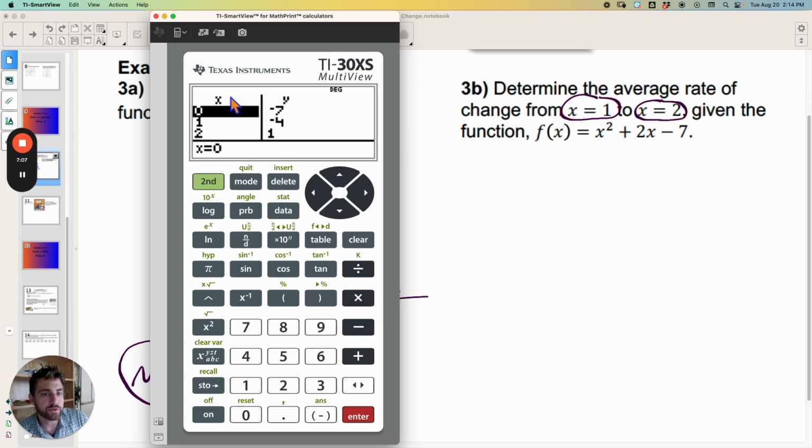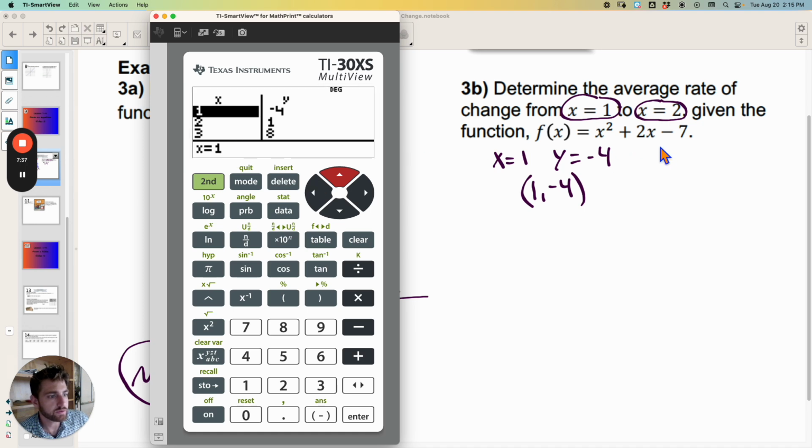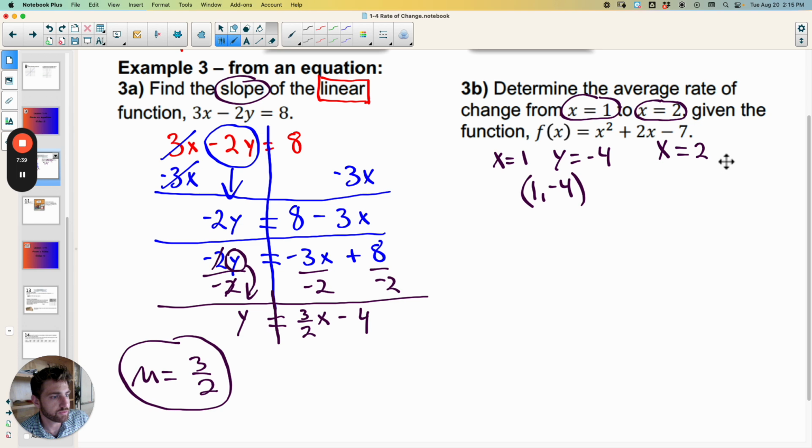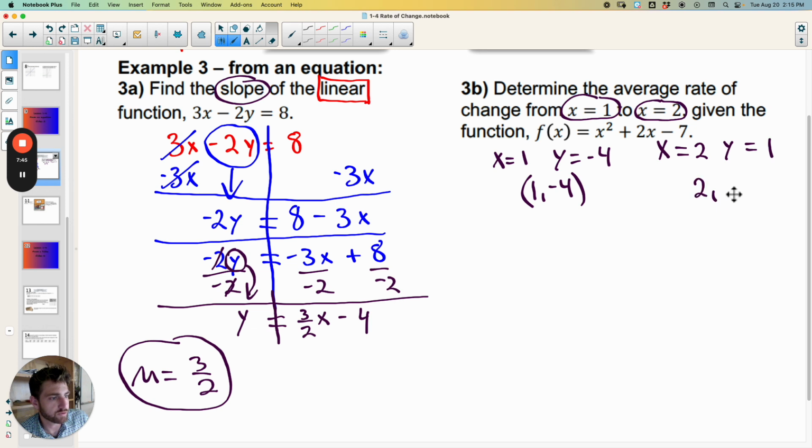Hit enter. So now we've got a list of values, and notice you can scroll up. I'm scrolling down here, and it's giving me all the output values of y for every value of x that you plug in. And specifically, we're looking for x equals 1. So right here, when x is 1, y is negative 4. So I'm going to write that down. When x is equal to 1, y is equal to negative 4, and my ordered pair would be 1, negative 4. And when x is equal to 2, y is equal to 1. So my ordered pair would be 2, 1.